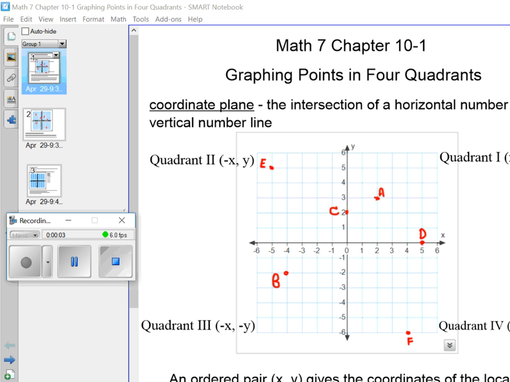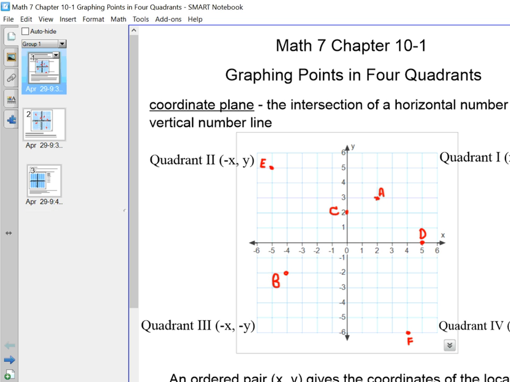Hello students, we're going to be doing our first lesson in chapter 10. This is graphing points in 4 quadrants. This may seem a little bit redundant because we did some graphing in chapter 9.